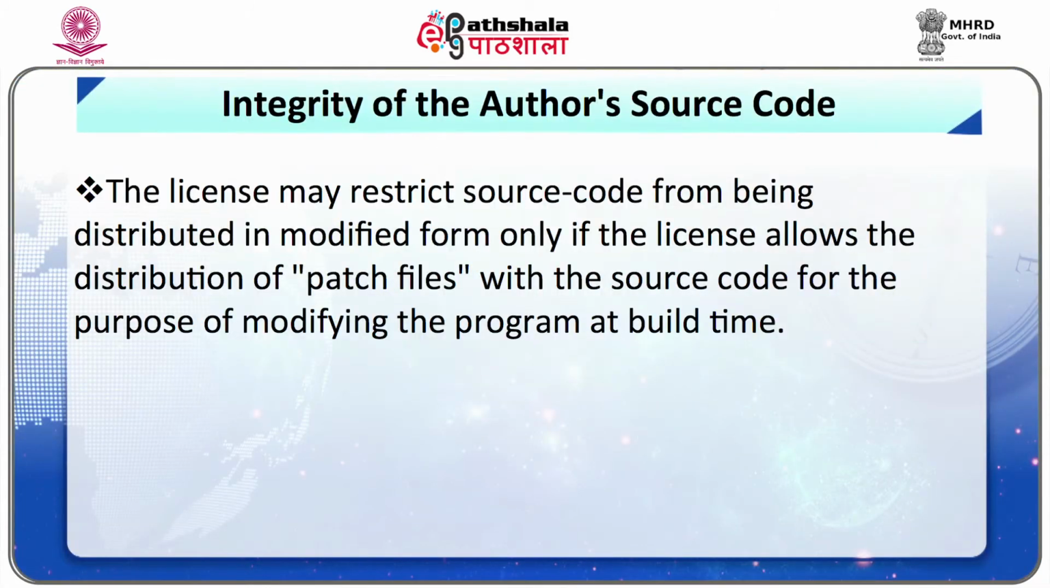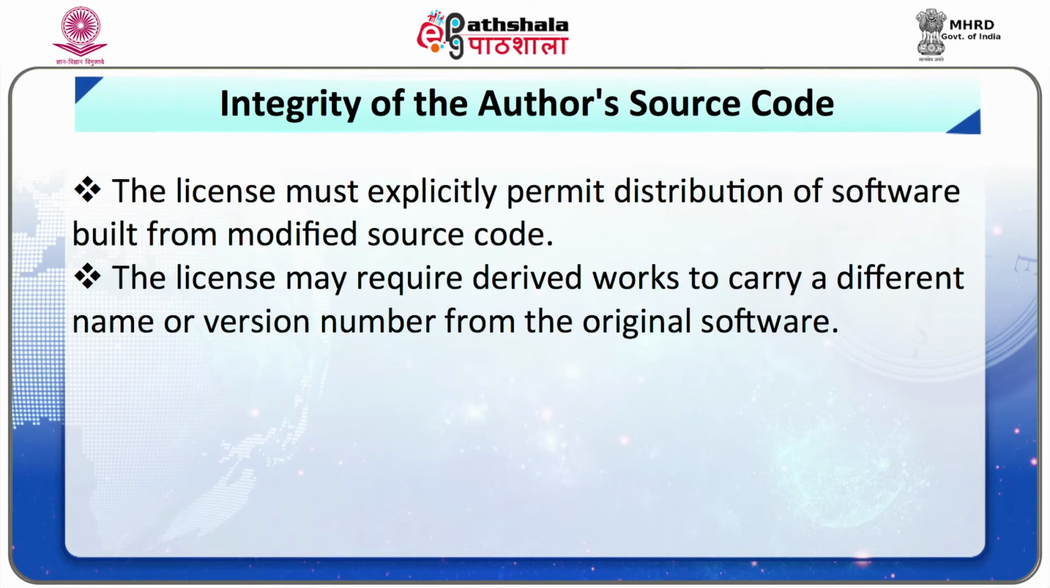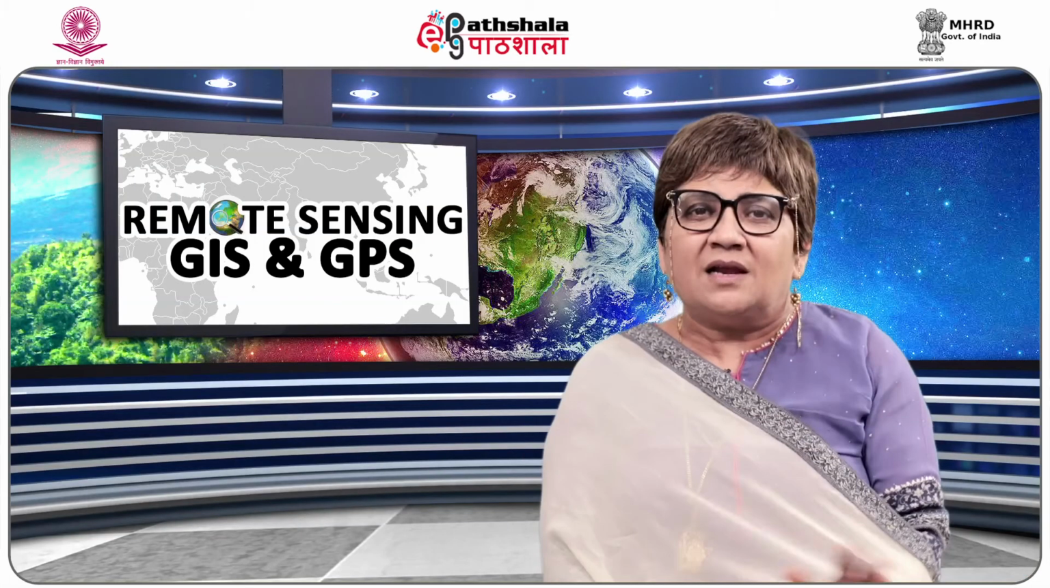The license may restrict source code from being redistributed in modified form only if the license allows the distribution of patch files with the source code for the purpose of modifying the program at build time. What I mean is that the license must explicitly permit distribution of software built from modified source code, and the license may require derived work to carry a different name or version number from the original software. I mean, version can be different, name can be different.